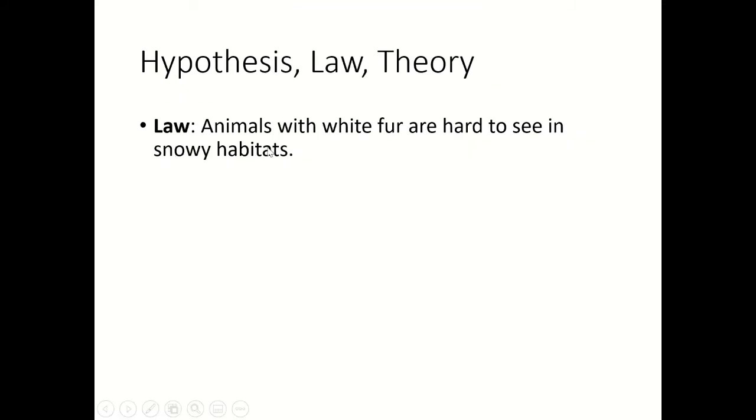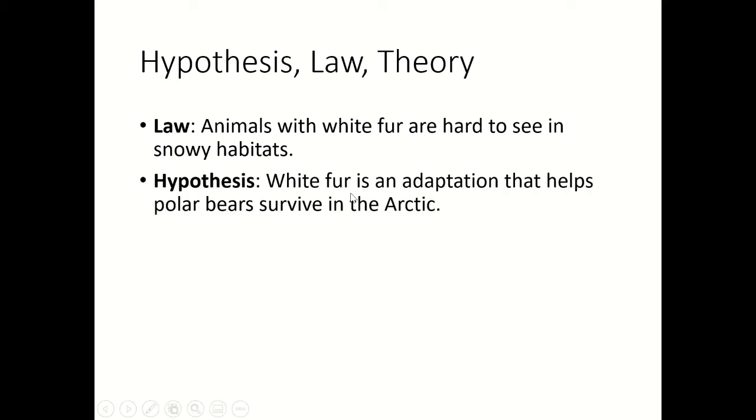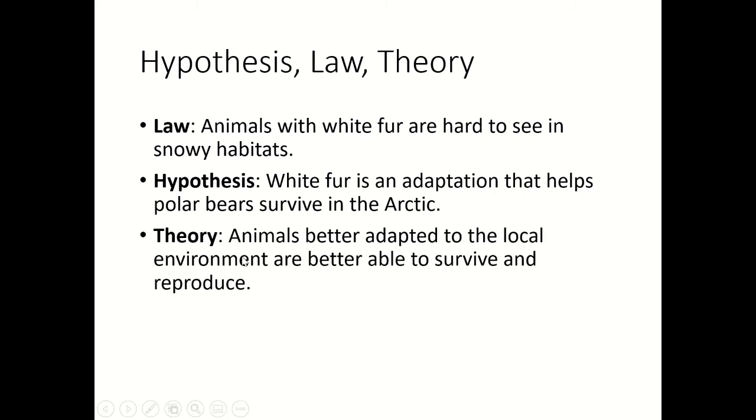Now, here's another example. Animals with white fur are hard to see in snowy habitats. That's just an observable fact. Anytime there's a white animal on a white background, it's going to be hard to see. Our hypothesis could be white fur is an adaptation that helps polar bears survive in the Arctic. It makes them harder to see by their prey so they can sneak up on their prey more easily. The theory is animals better adapted to the local environment are better able to survive and reproduce. You can see again, this theory covers many, many observations, hypotheses, and laws.